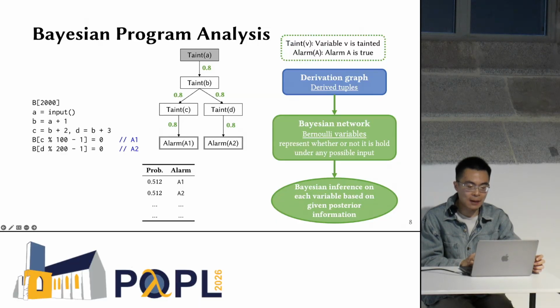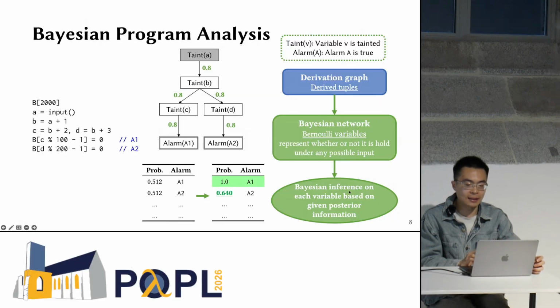Suppose there are other alarm statements in other parts of the program, but with lower probabilities. If the user inspects A1 and confirms that it is a real bug, we can treat this positive feedback as posterior evidence and recompute the probabilities. Since alarm A2 is connected to alarm A1 in the Bayesian network, the probability of A2 increases.